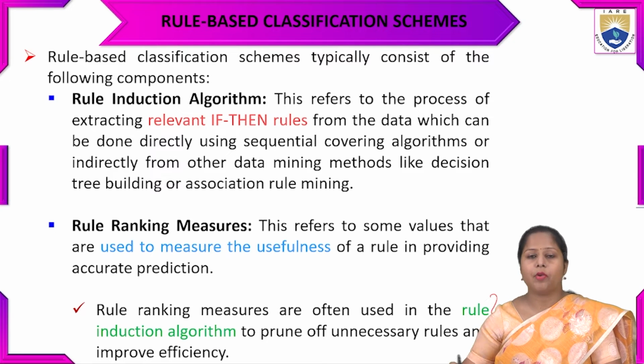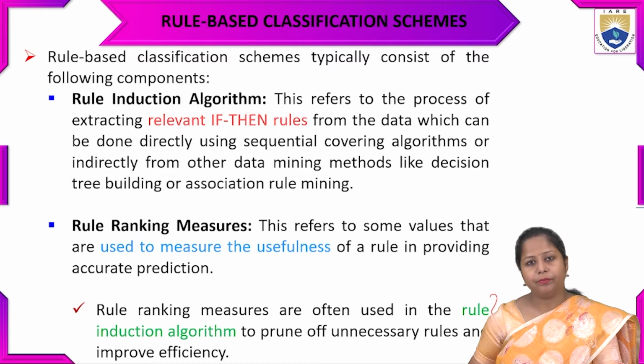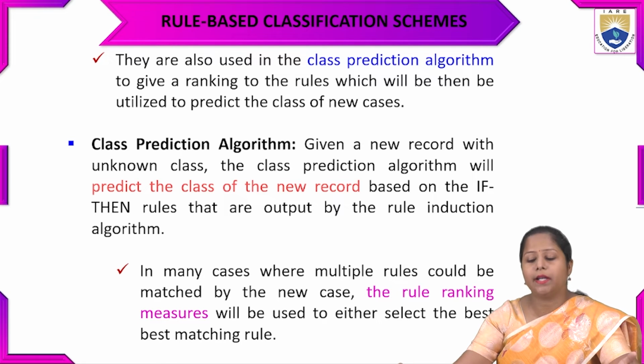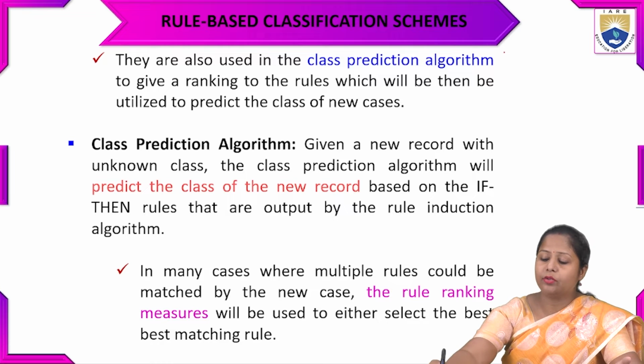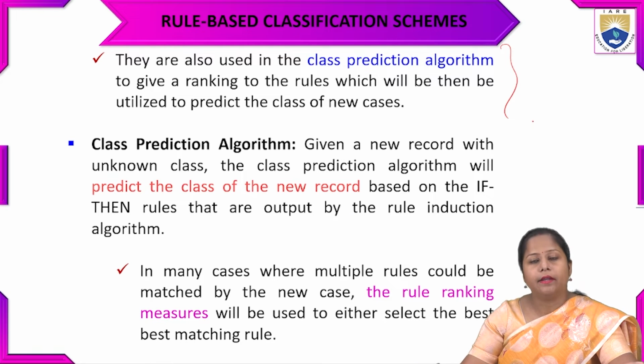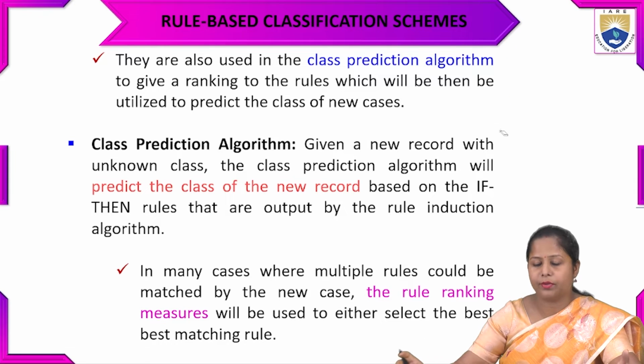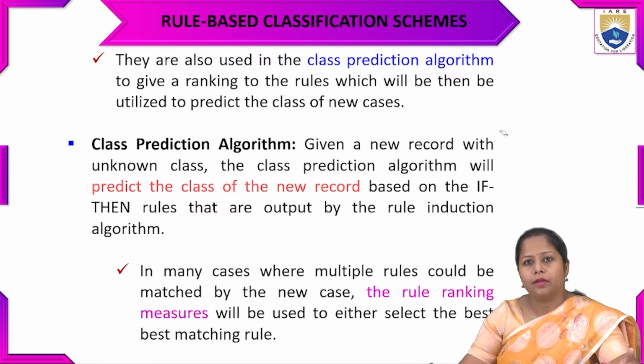So that was the property of rule ranking measure. The other properties are also used in the class prediction algorithm, which is going to give the ranking. The ranking of the rules will be utilized to predict the class of a new record. For that, the class prediction algorithm will be used in the rule ranking algorithm.